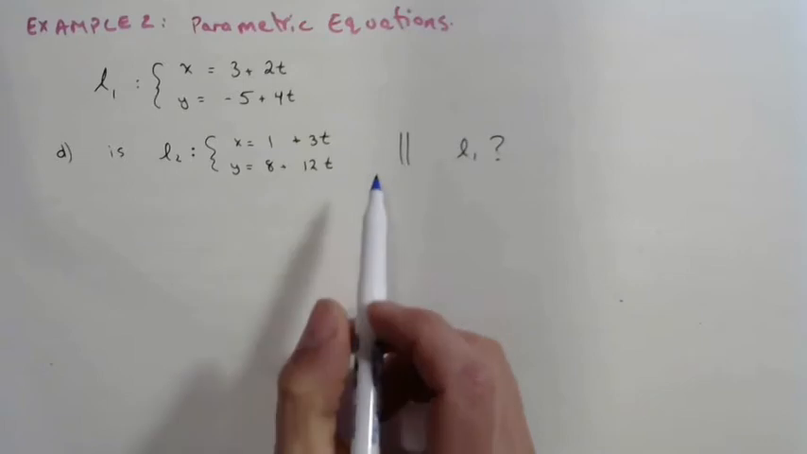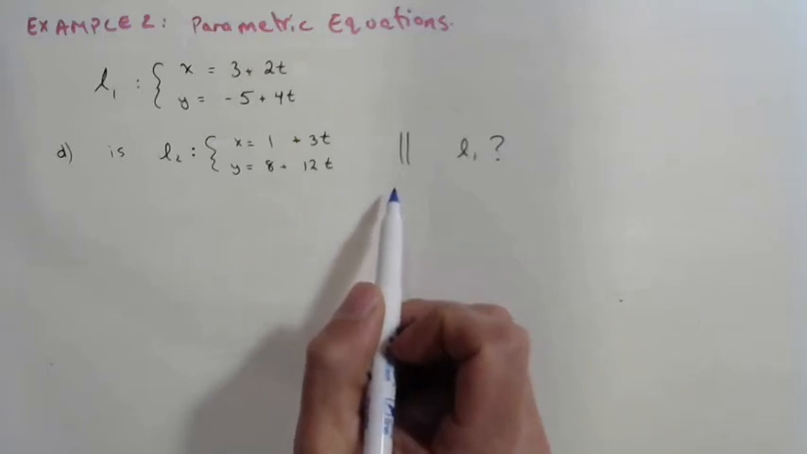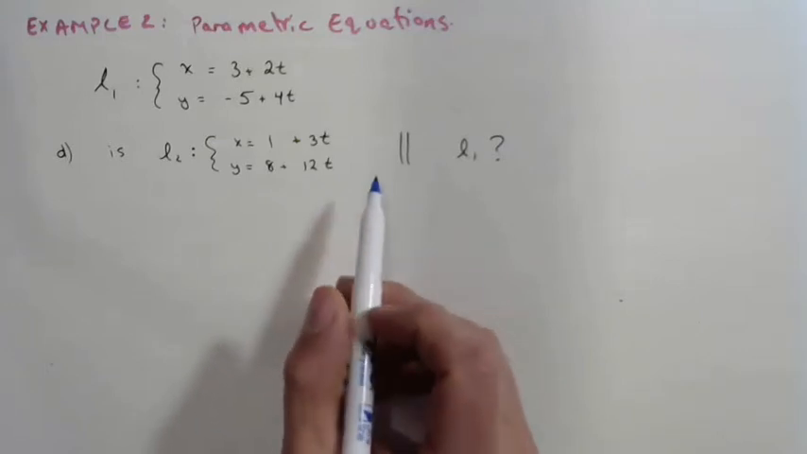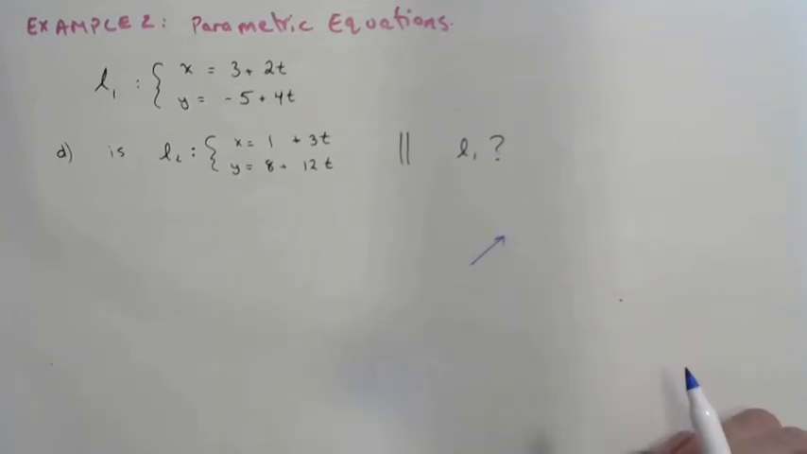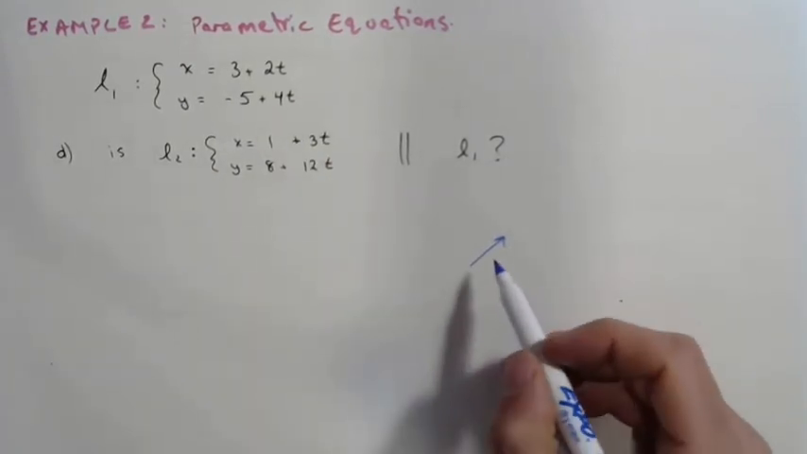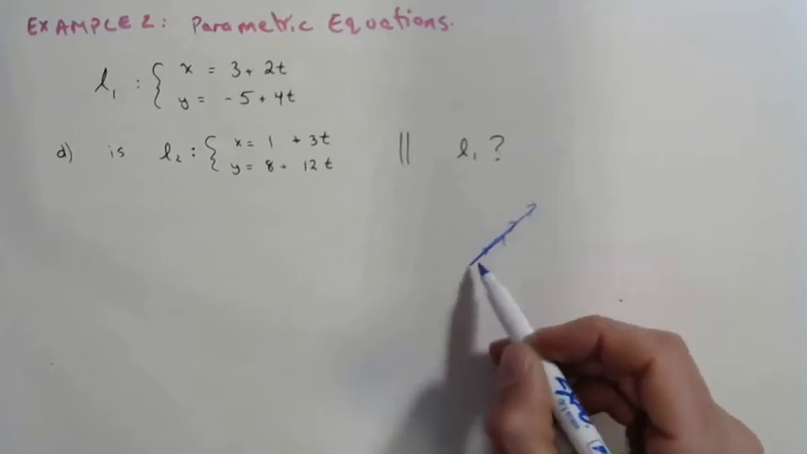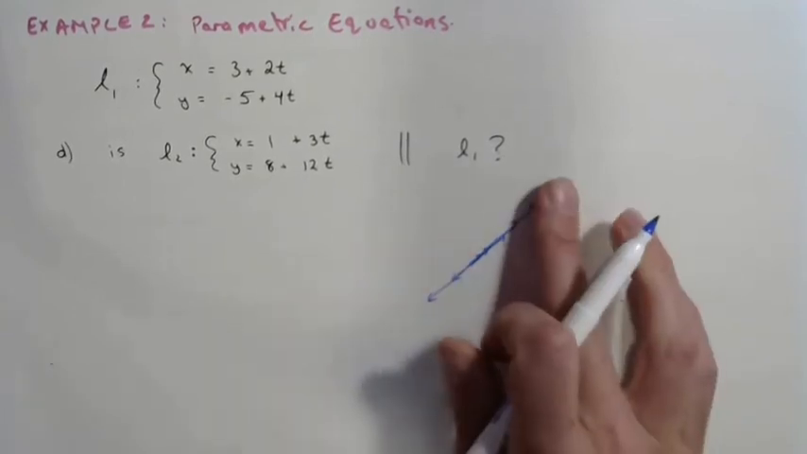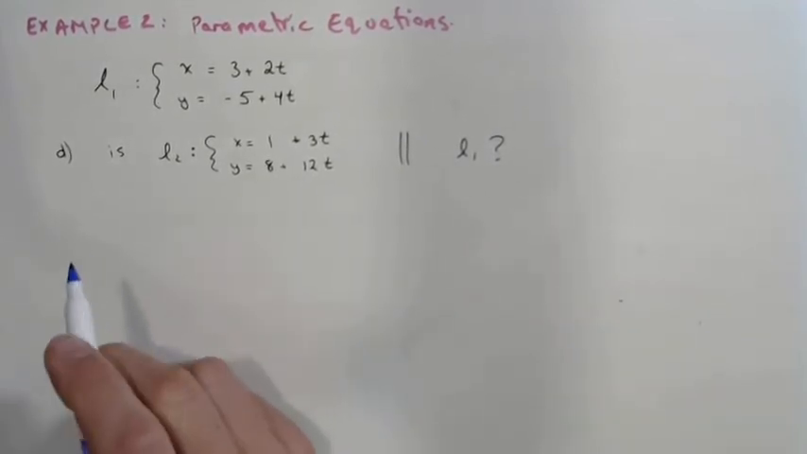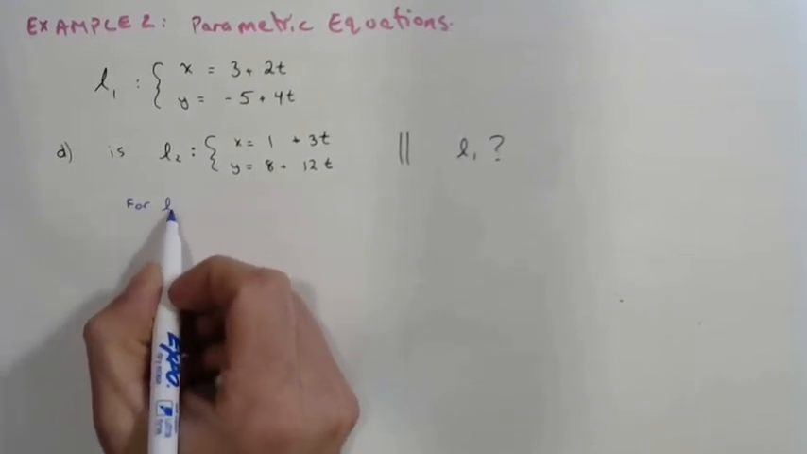What does that mean? Well, they need to have the same direction vector. So the direction vectors of parallel lines are scalar multiples one of another. So for instance, if we have a direction vector like this for one of them, L1 or L2, then the other one has to have a direction vector that is some scalar multiple of the direction vector for the other line. So what we're going to do is find the direction vector for L1.